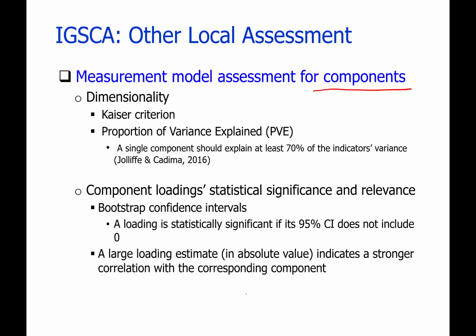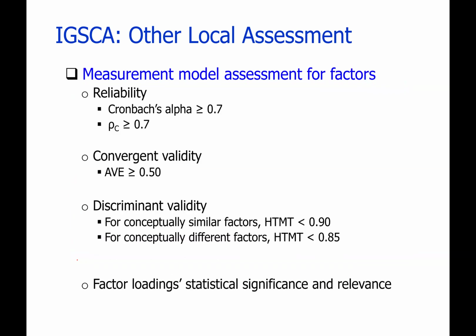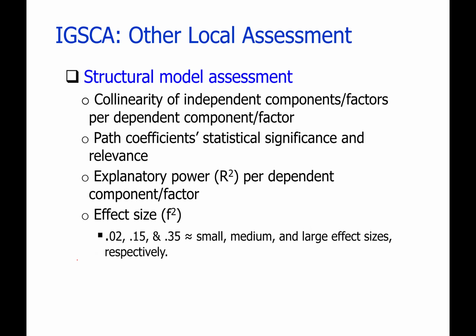So this is the measurement model part with components, which I explained when we talked about GSCA. These are the same metrics we can use, so I'm not going to repeat them. Same thing here: these are the metrics for checking the measurement model with factors. For the structural model, we check the multicollinearity of components or factors, and the path coefficients, their statistical significance and relevance, and so forth. This is all we have discussed, which is why I said you already have all the necessary background knowledge for following IGCA.